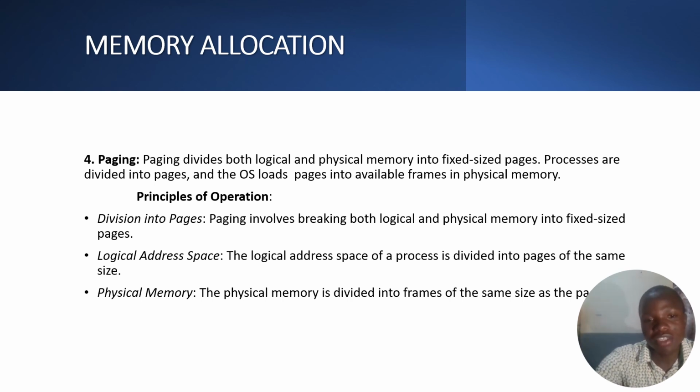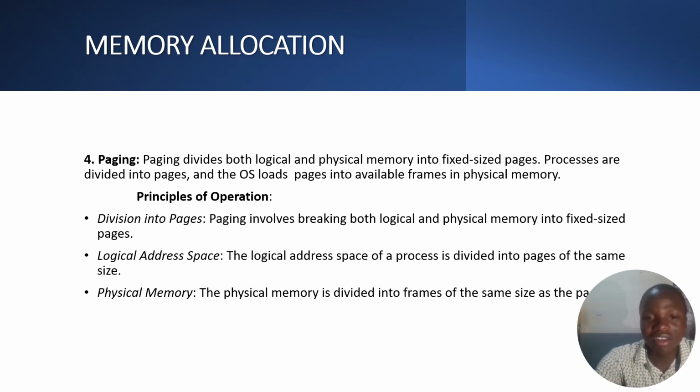Then we talk of paging. Paging divides both logical and physical memory into fixed sized pages. And we have the principle of operation, how paging operates. Firstly, there is division into pages, which involves breaking both logical and physical memory into fixed sized pages. After that, we go to the logical address space, where the logical address space of a process is divided into pages of the same size.